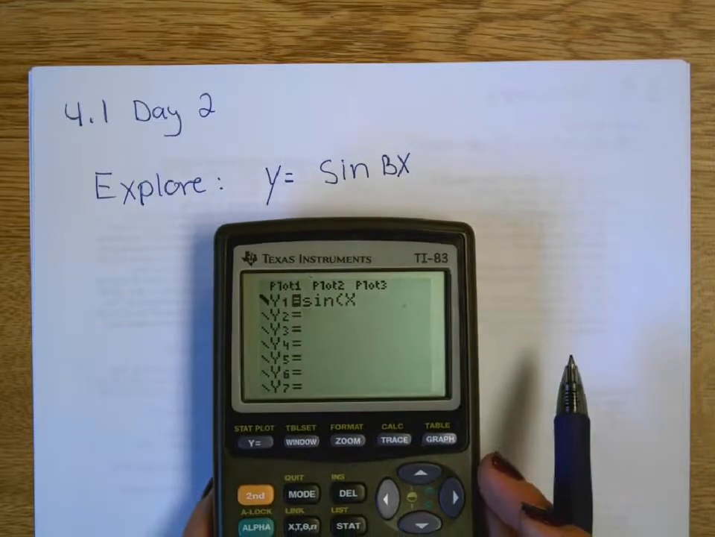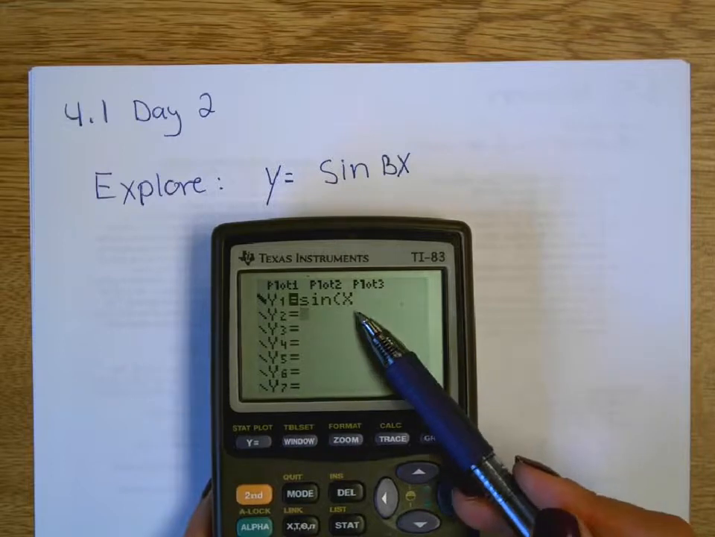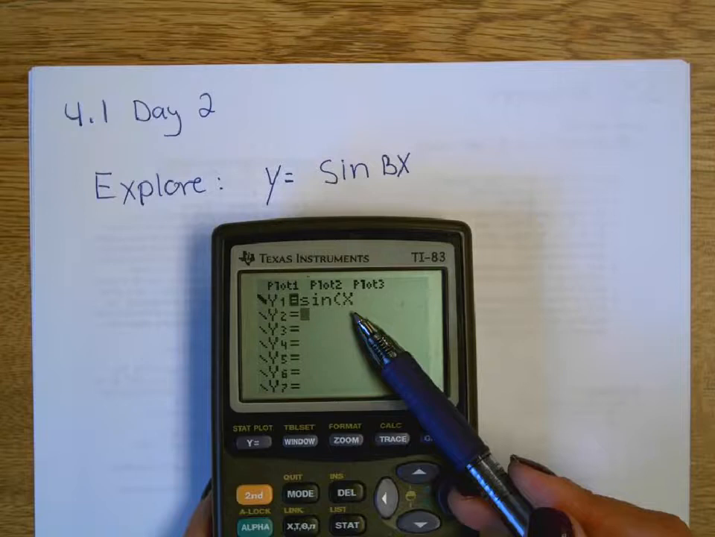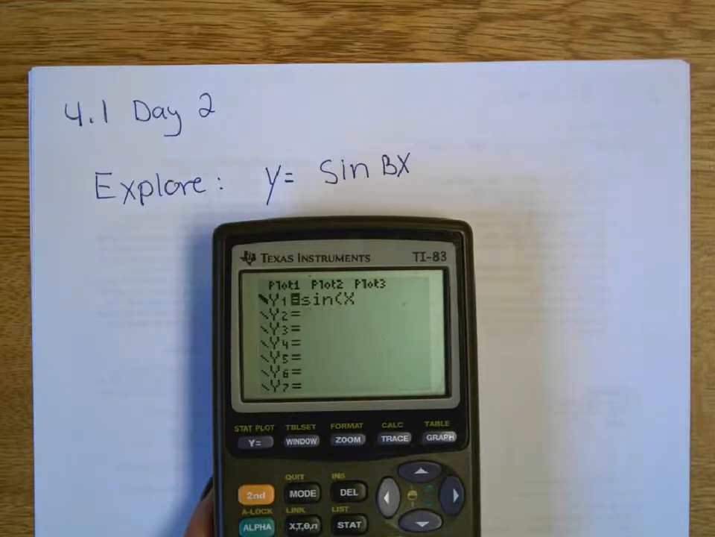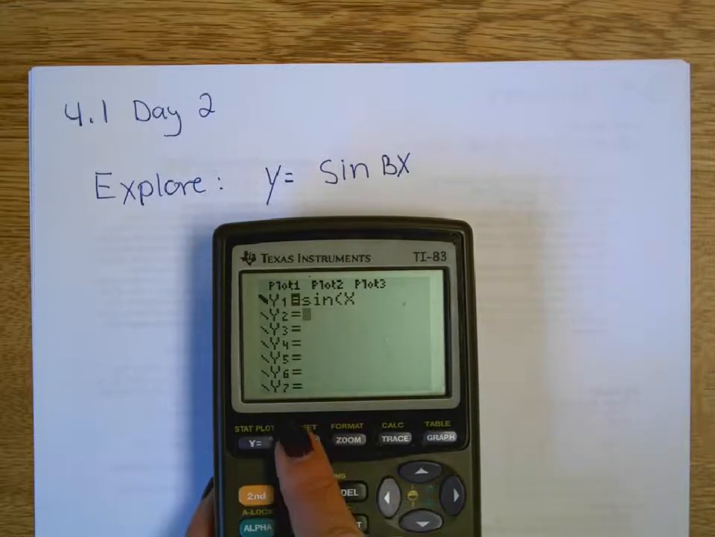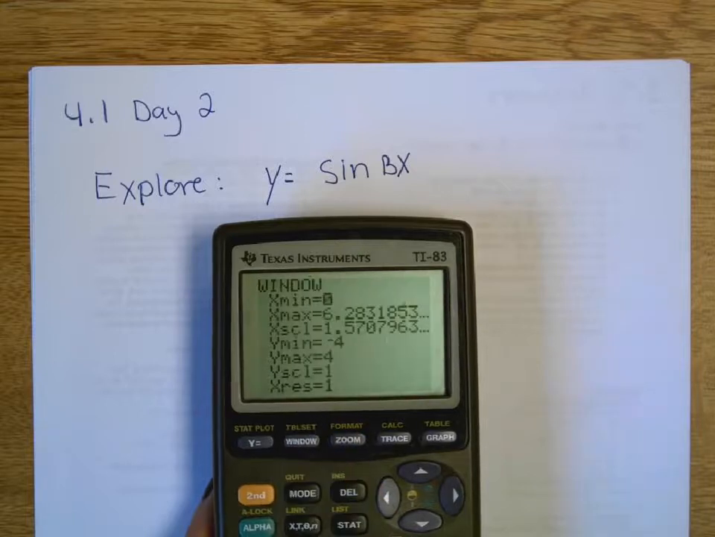Let's get the window set up for sine x, and let's just see one cycle of sine. If I want to see one cycle of sine, what should I change my window? Normally the window is showing us 2 full cycles. What's one cycle? Where does sine start and where does it complete?